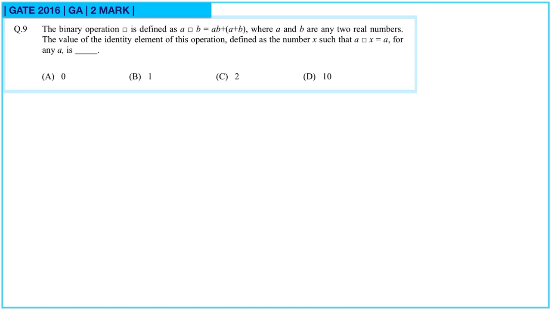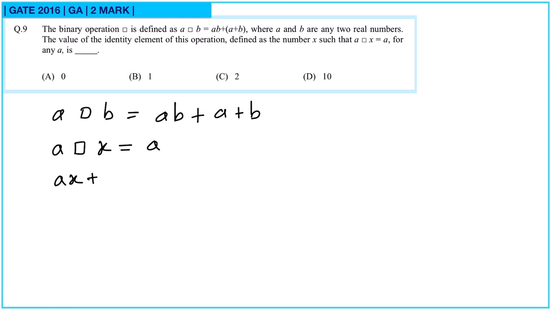Question number 9. The binary operation is defined as A star B equals AB plus A plus B, where A and B are any two real numbers. The value of the identity element for this operation is the number x such that A operated with x should give you A. But this operation will give us AX plus A plus X, that will be equal to A.